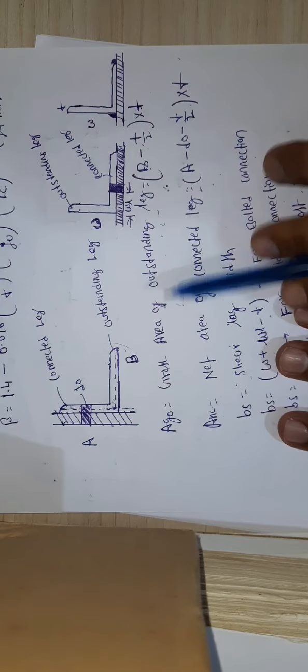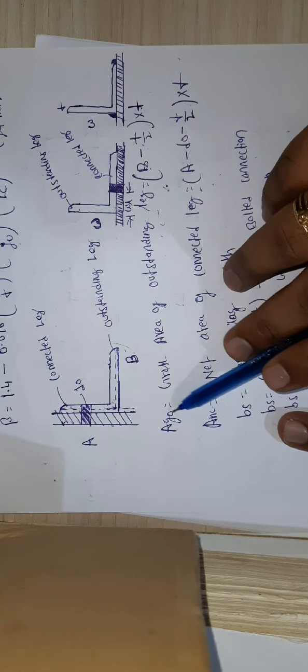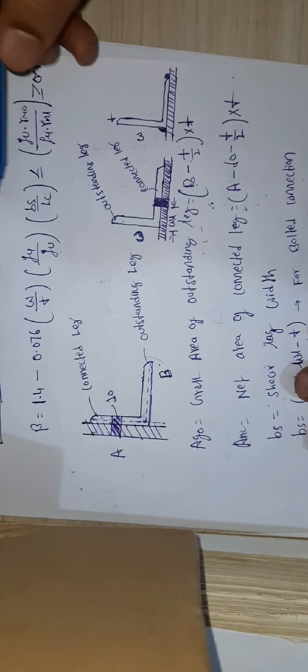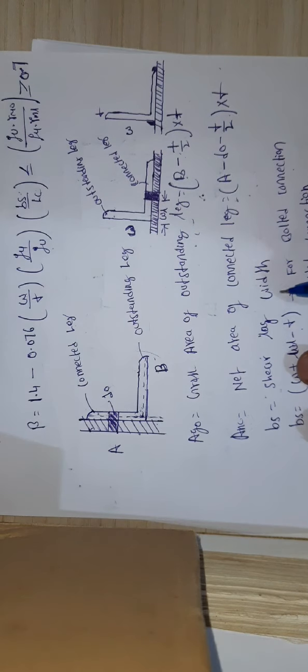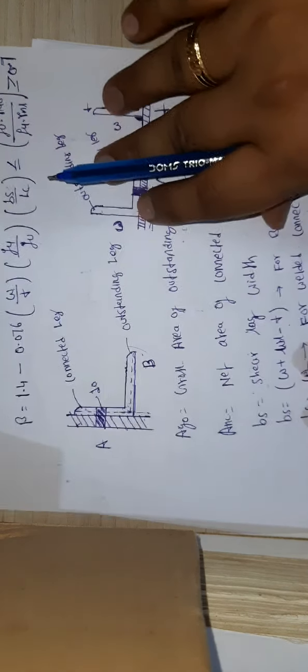This is how we need to calculate gross A_z0 and A_NC. Similarly, here we are using these terminologies. So here you can see B_S. What does B_S mean? B_S means shear lag width. How to calculate the shear lag width?